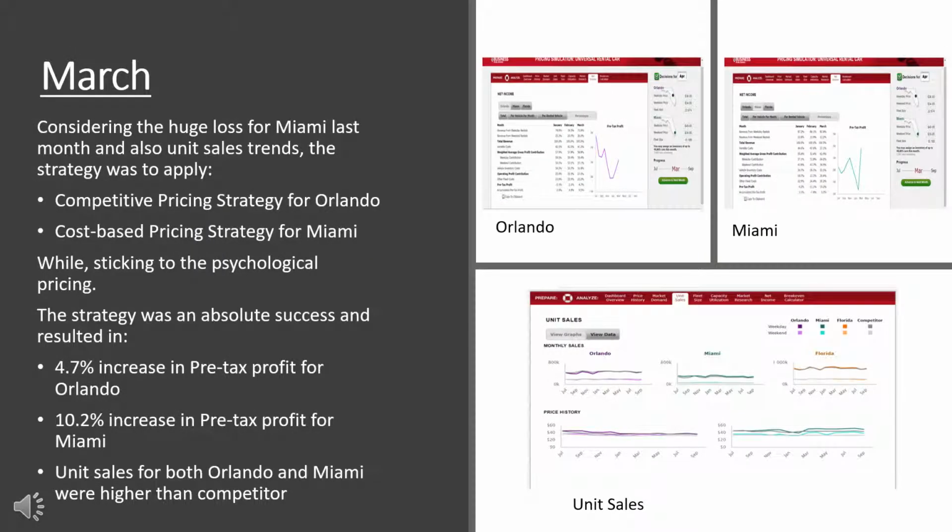Considering the huge loss for Miami last month and also unit sales trends, the strategy was now to apply a competitive pricing strategy for Orlando and a cost-based pricing strategy for Miami, while sticking to the psychological pricing. The strategy was an absolute success and resulted in 4.7% increase in pre-tax profit for Orlando and 10.2% increase in pre-tax profit for Miami. Unit sales for both Orlando and Miami were higher than competitors.